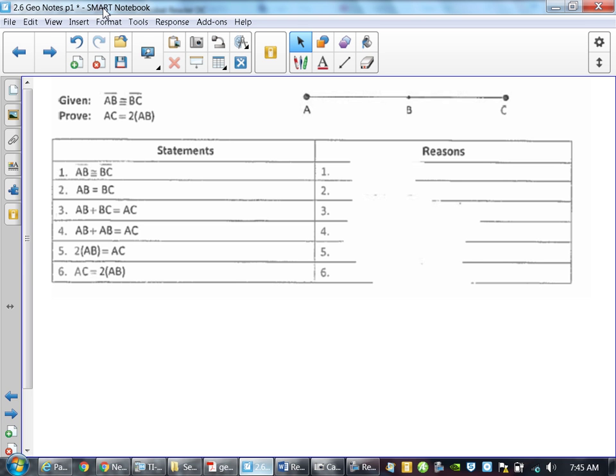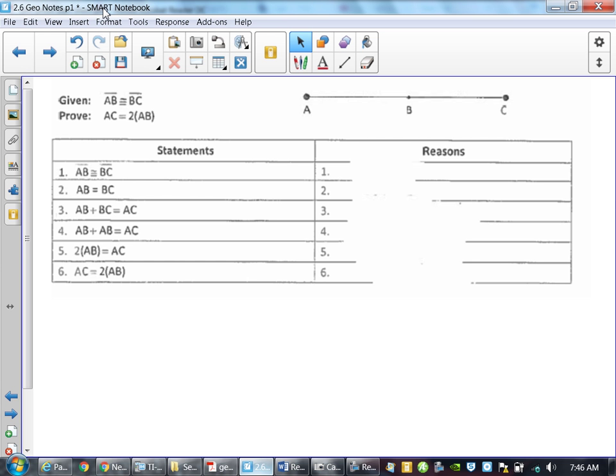All right, so you are given segment AB is congruent to segment BC. That's pretty easy. Where do you start proofs? You start with the givens. So now when you look at that, and then you look at what happens in the next step, what changed? Very good, definition of congruency. What changed was that they flipped it from congruency to equality.